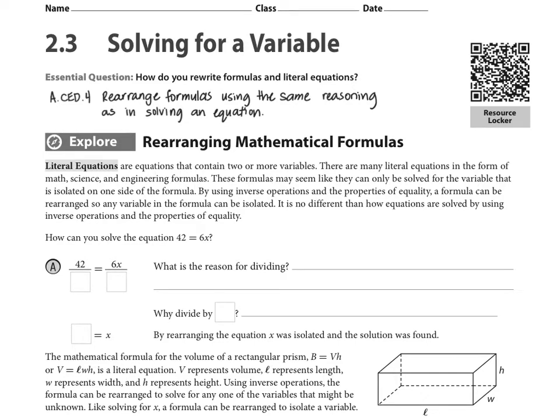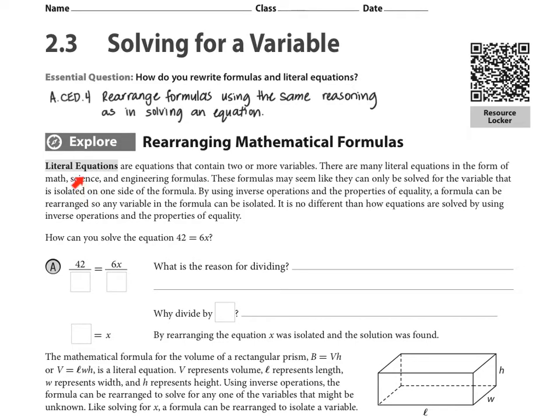The essential question for this lesson is how do you rewrite formulas and literal equations? The Common Core standard is ACED.4, rearrange formulas using the same reasoning as in solving an equation. So we're going to be using the same process as just solving a regular equation with one variable, and we're applying it to something that's going to have more than one variable.